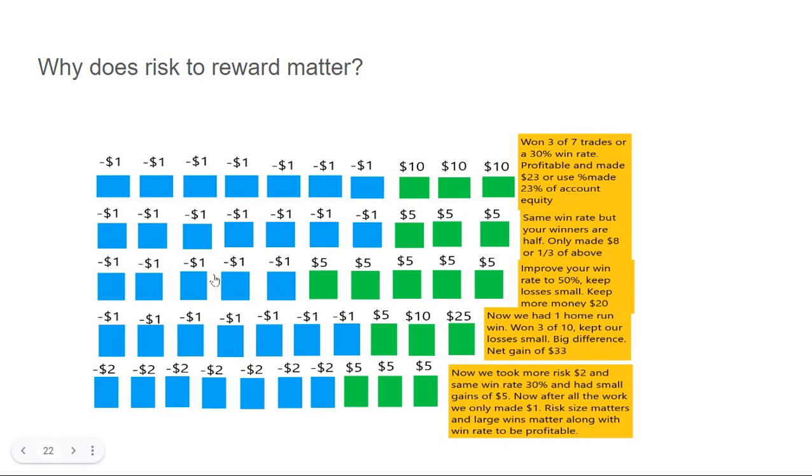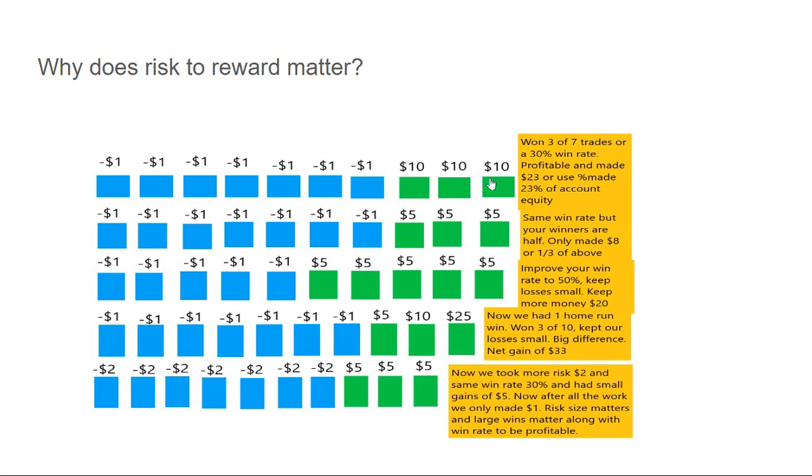Third example. Now we have a 50% win rate. So we lost 5 trades, we kept our losses small, and we won 5 trades. Each time we won, we won $5. So we had a 5 to 1 ratio. So improve your win rate to 50%, keep your losses small, keep more money. Now this time we kept $20.